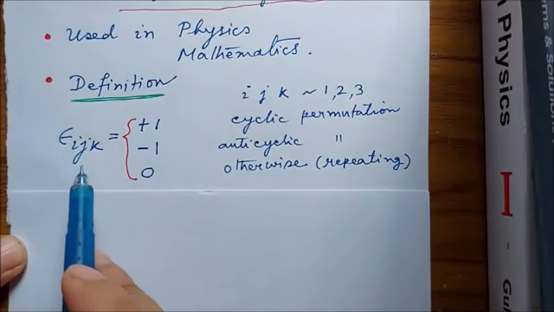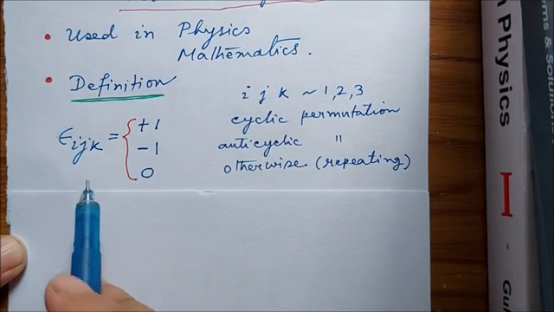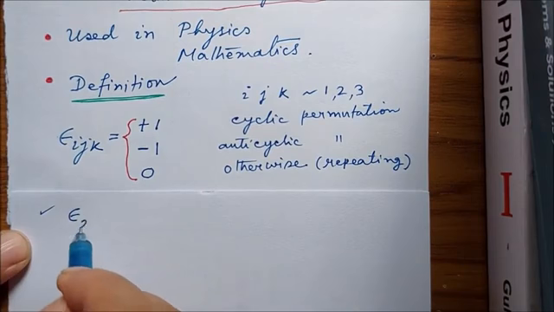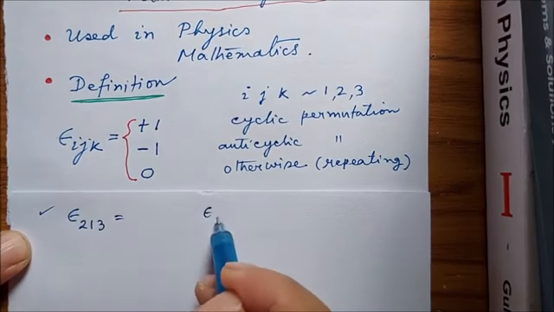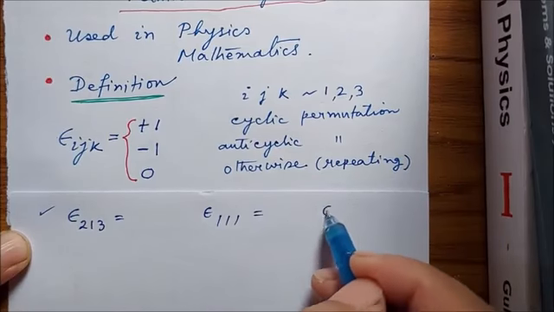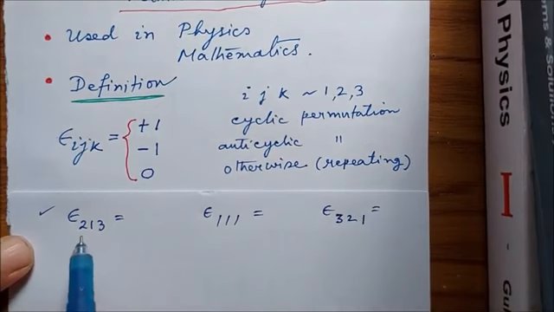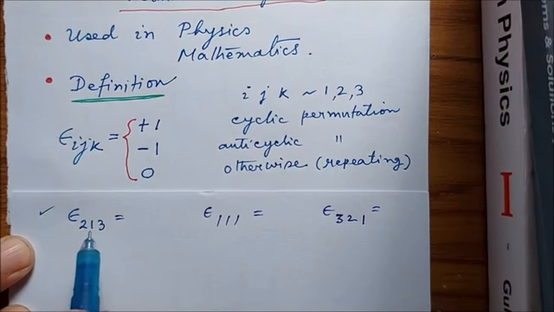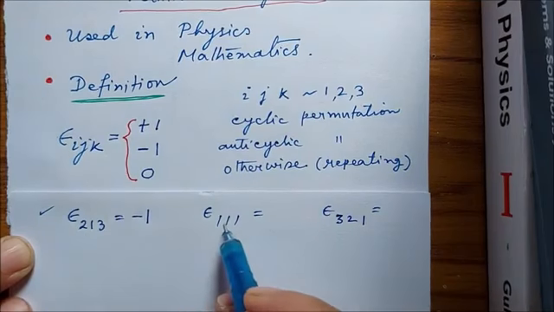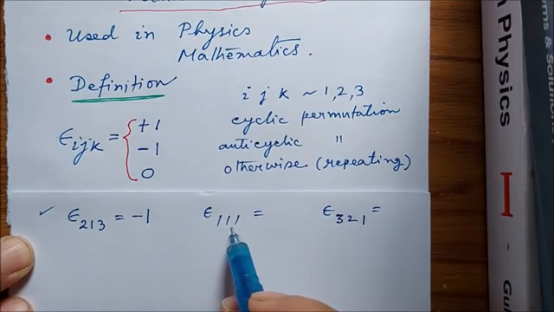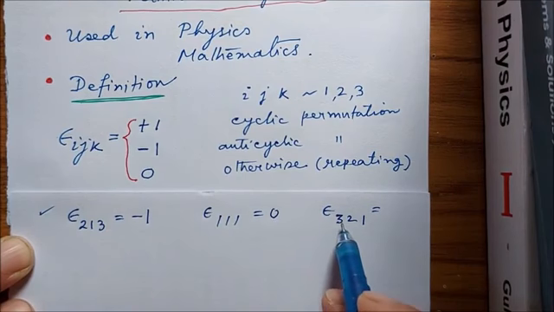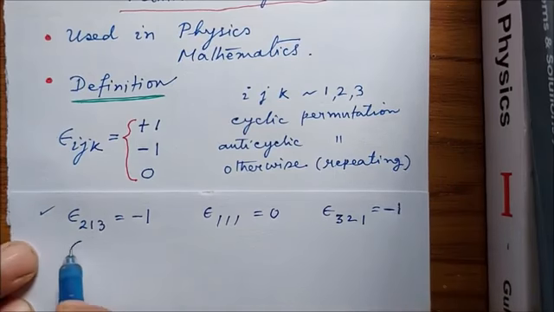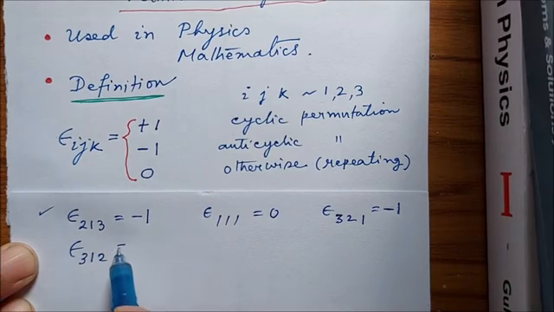Having explained the 27 components of the Levi-Civita symbol and written down their values, let us take some isolated examples. What will be the value of, say, 213? What will be the value of, say, 111? And 321. So in this example, after 2 comes 3, but here 1 is there. So obviously the cycle is broken, it is anticyclic, so it will be -1. In this case, we have 3 repeating indices, and therefore it is 0. And here, after 3, 1 should come, but here we have 2, which means it is not cyclic, and therefore it is -1. In this example, after 3, 1 is there, so it is cyclic, and therefore it is +1.